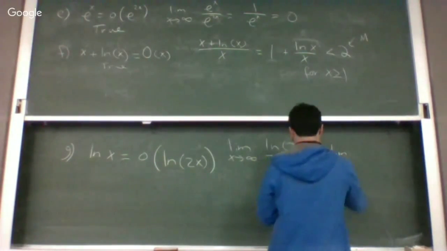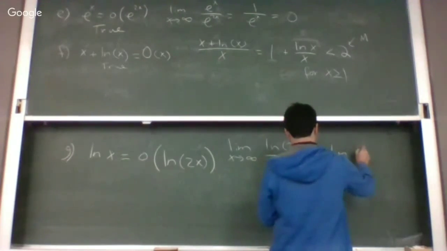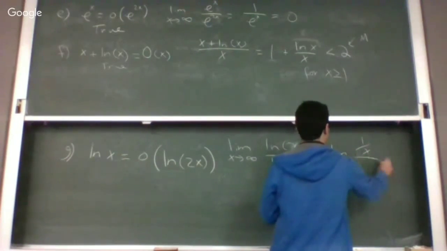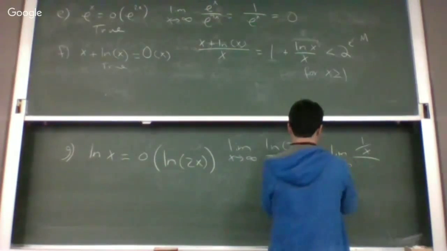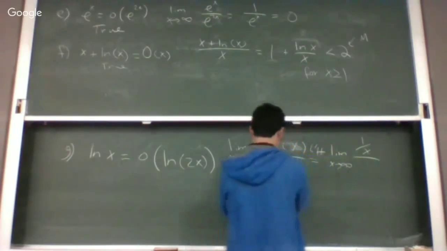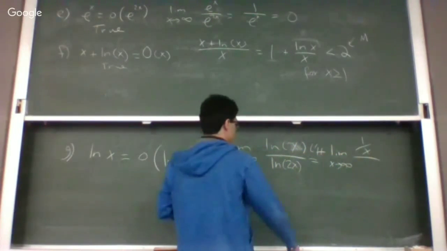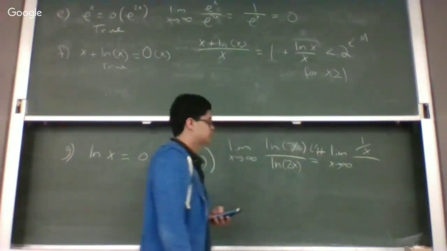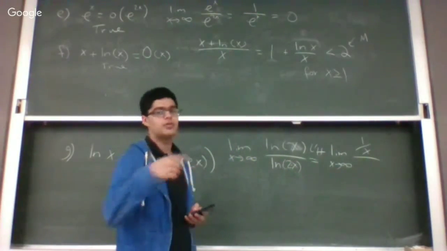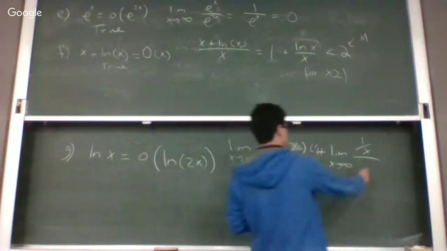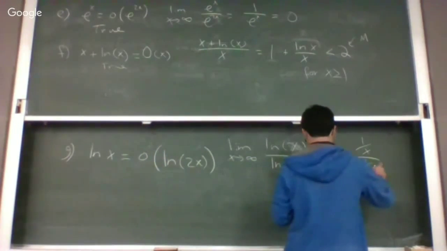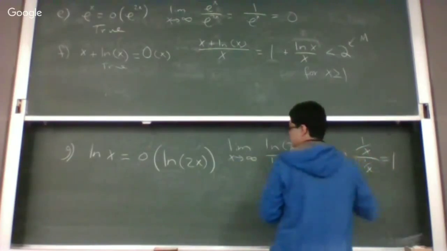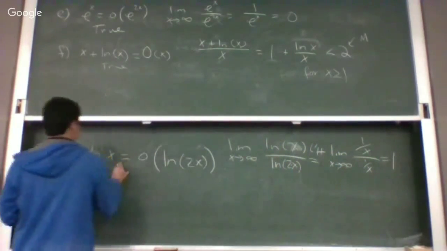Limit as x approaches infinity. Now we have 1 divided by x all over 2 divided by 2x. It's 1 over x times 2x over 2. You multiply it by 2, yeah. So that's equal to 1. So this is false. It's not little o.